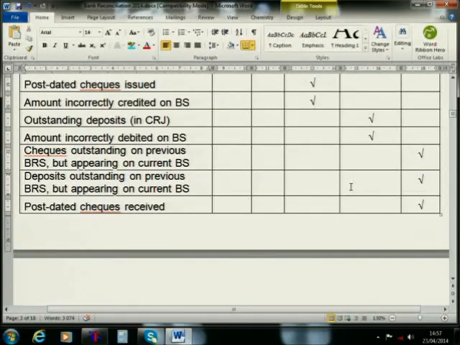Checks outstanding on the previous bank reconciliation but appearing on the current bank statement: no entry. Because that means it's the checks that were outstanding during the previous month, and they go through the bank in the current month, so we have nothing to do. Deposits outstanding on the previous bank recon but appearing on the current bank statement, there's also no entry. And post-dated checks received, remember, no entry for post-dated checks received.